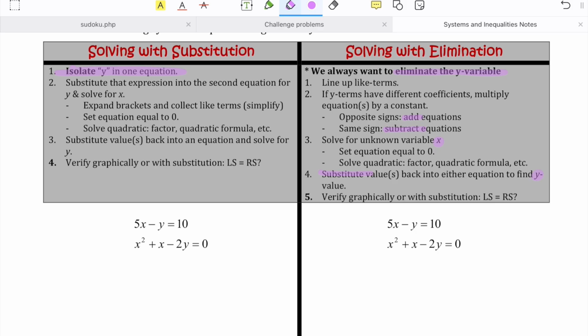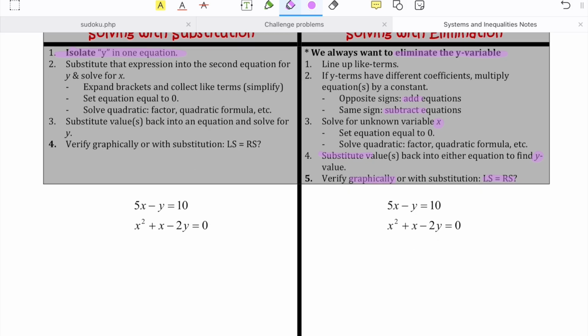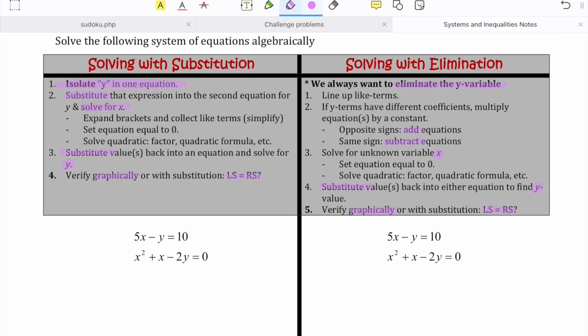Where you can verify either using a graphing calculator or left side is equal to right side, how we did in the questions today. Okay, for substitution, you isolate your y, you substitute your y into one of the equations, solve for x, and then substitute values back into an equation, and then solve for y. Verify using graphing calculator or left side is equal to right side. Same steps. So let's do the first question using substitution.